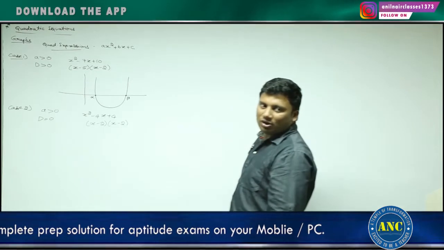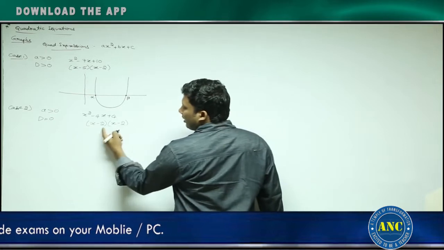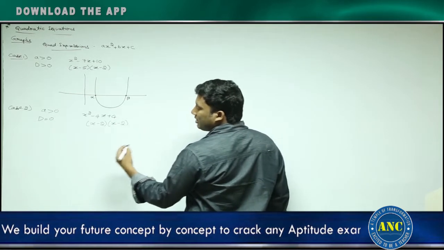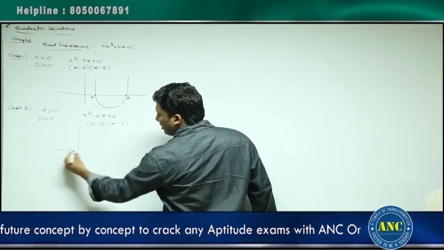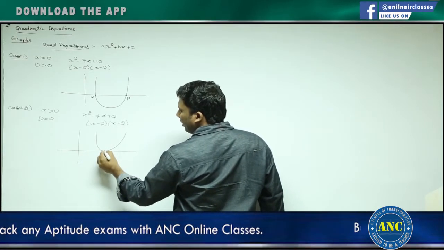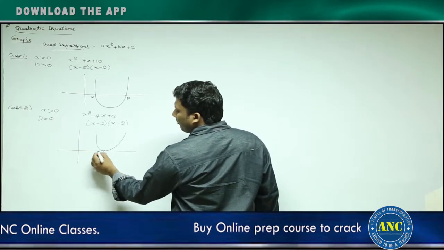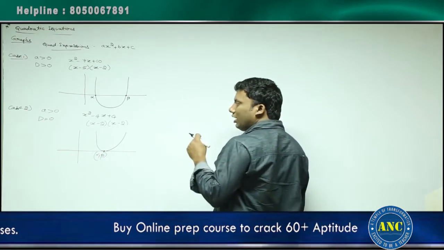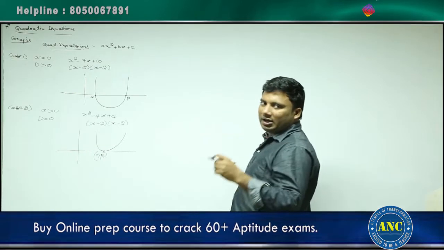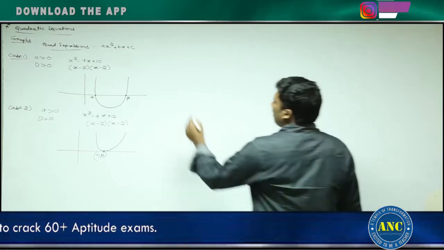D equal to 0 means the roots will be real and equal. That means both are equal. If it is equated with 0, x equals 2. That means it is touching the axis only at one point, alpha and beta. If the graph is touching the axis only at one point and it is going upwards, a greater than 0, D equal to 0.